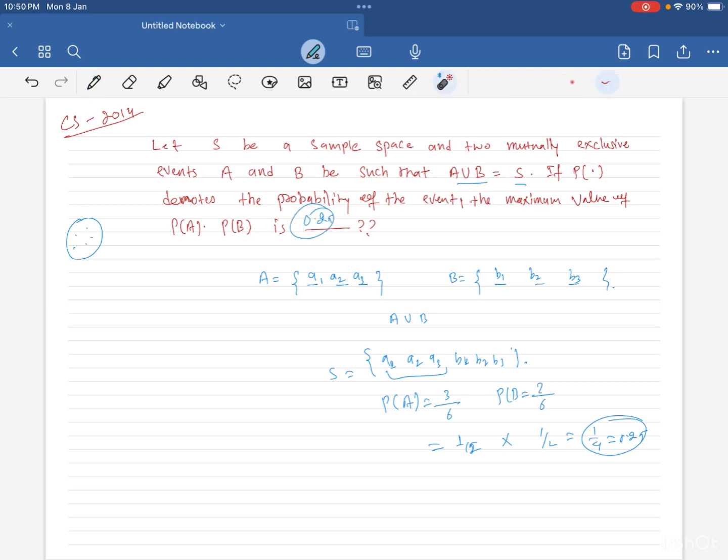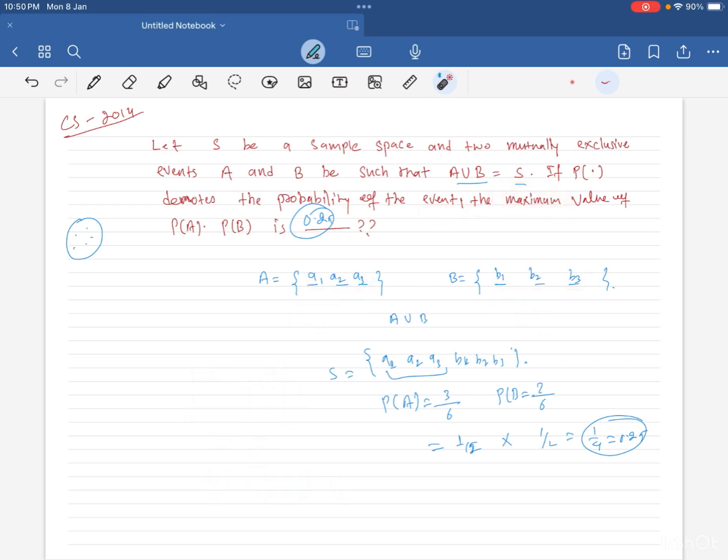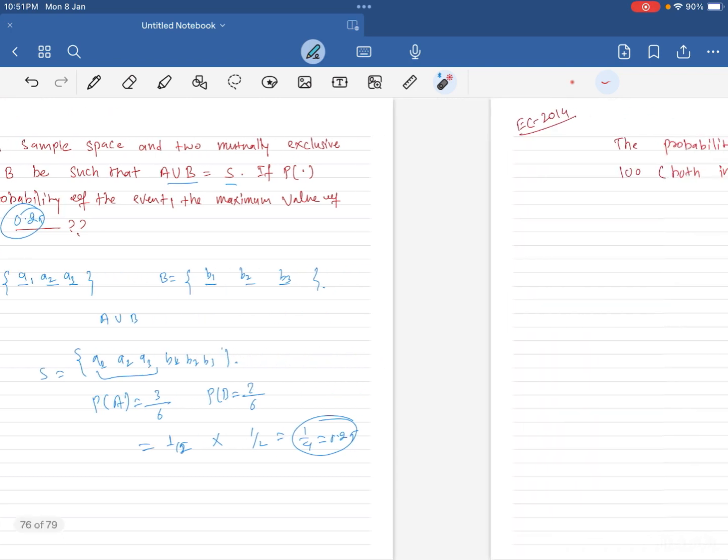But you may ask why we have taken the same number of elements in A and B, right? What we have to find is the maximum value. If you take an uneven split, that is 2 elements here and 3 there, then the probability is 2 divided by 5 into 3 divided by 5, so you are going to get 6 divided by 25, which is not the maximum, right? To have the maximum, A and B should have an equal number of elements. Okay, now let's move to the next question.